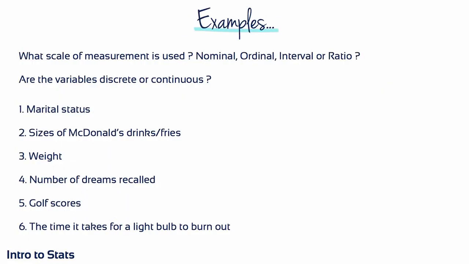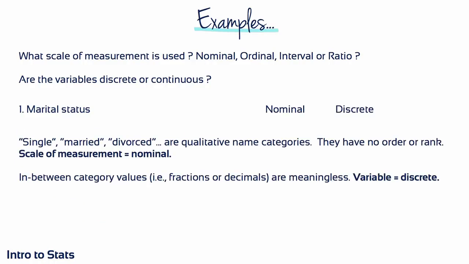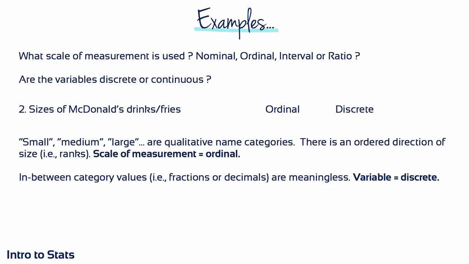Let's go through some examples and practice identifying scales of measurement. What scale of measurement is used here? Nominal, ordinal, interval, or ratio? And are the variables discrete or continuous? Marital status is a nominal category, and it's discrete. The sizes of McDonald's drinks and fries are ordinal and discrete.